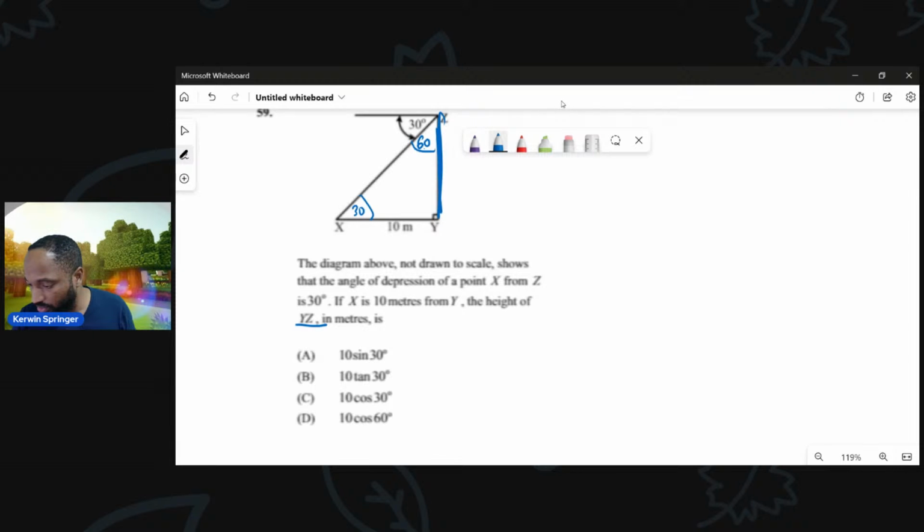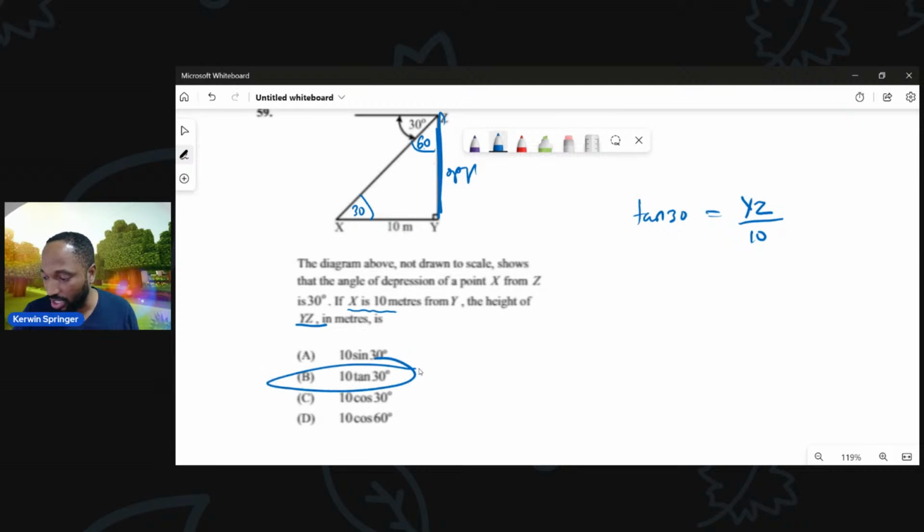We're trying to find X, with 10 as the height YZ in meters. Tan of 60, opposite over adjacent, isn't working. I only see tan here with 30, so let me try that. The tan of 30 will be the X, the YZ thing that I'm trying to find, the opposite over the adjacent, which is 10. When I bring this across, I get 10 tan 30, so the answer is B.